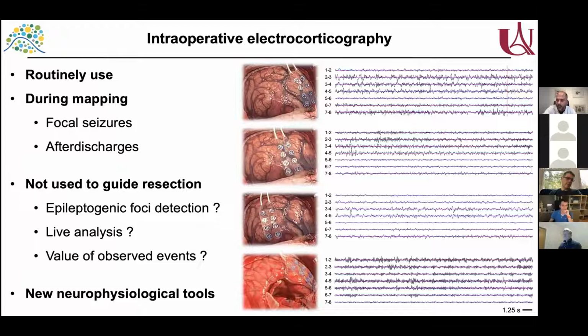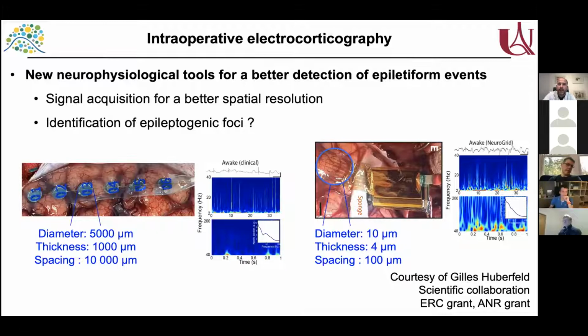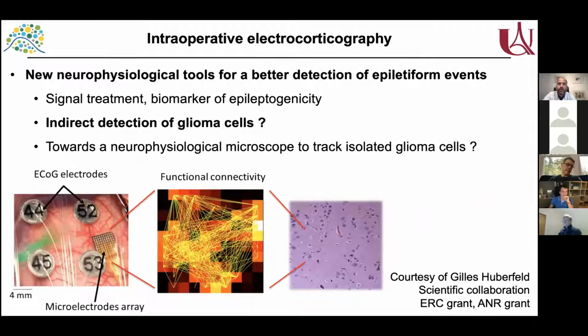This being said, I'm sure that intraoperative neurophysiological recordings are very important, and we try to improve our neurophysiological tools and analysis. First, we try to improve the data acquisition with new electrodes that offer a better spatial resolution and a better signal-to-noise ratio. And we hope with such a device to be able to record high-frequency oscillations. In addition, we are trying to develop neurophysiological biomarkers of epileptogenicity, including the live and real-time identification of high-frequency oscillations.